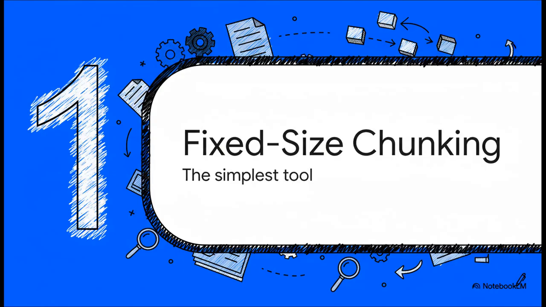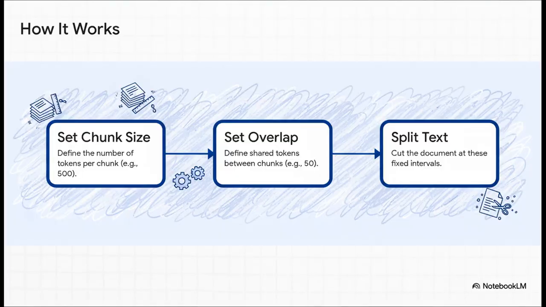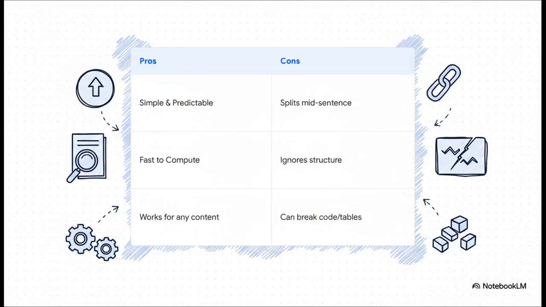Okay, so where do we start? Well, we start with the most common, the most straightforward method out there, fixed size chunking. Just think of this as the first tool you've got to master. It's the foundation for pretty much everything else. The logic here couldn't be simpler. It's totally mechanical. You just define two numbers, a chunk size, let's say 500 tokens, and an overlap, maybe 50 tokens. Then the algorithm just marches through the text and, snip, cuts it at those fixed points. That's it.